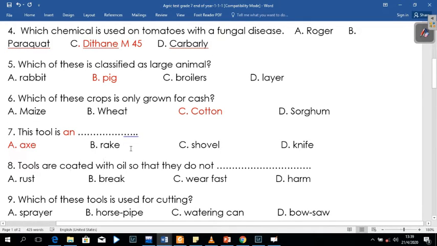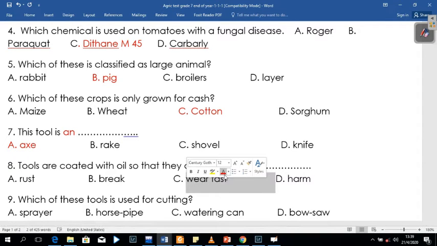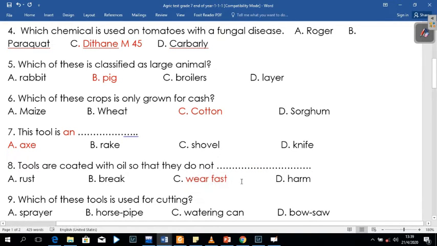Tools are coated with oil so that they do not wear fast, right? They do not wear fast, right? You should know that oil prevents or reduces friction, and you guys also ought to understand the definition of friction. If you say friction, what are we saying, right? Yeah, so you can go and research that furthermore, right? And friction is not rust.